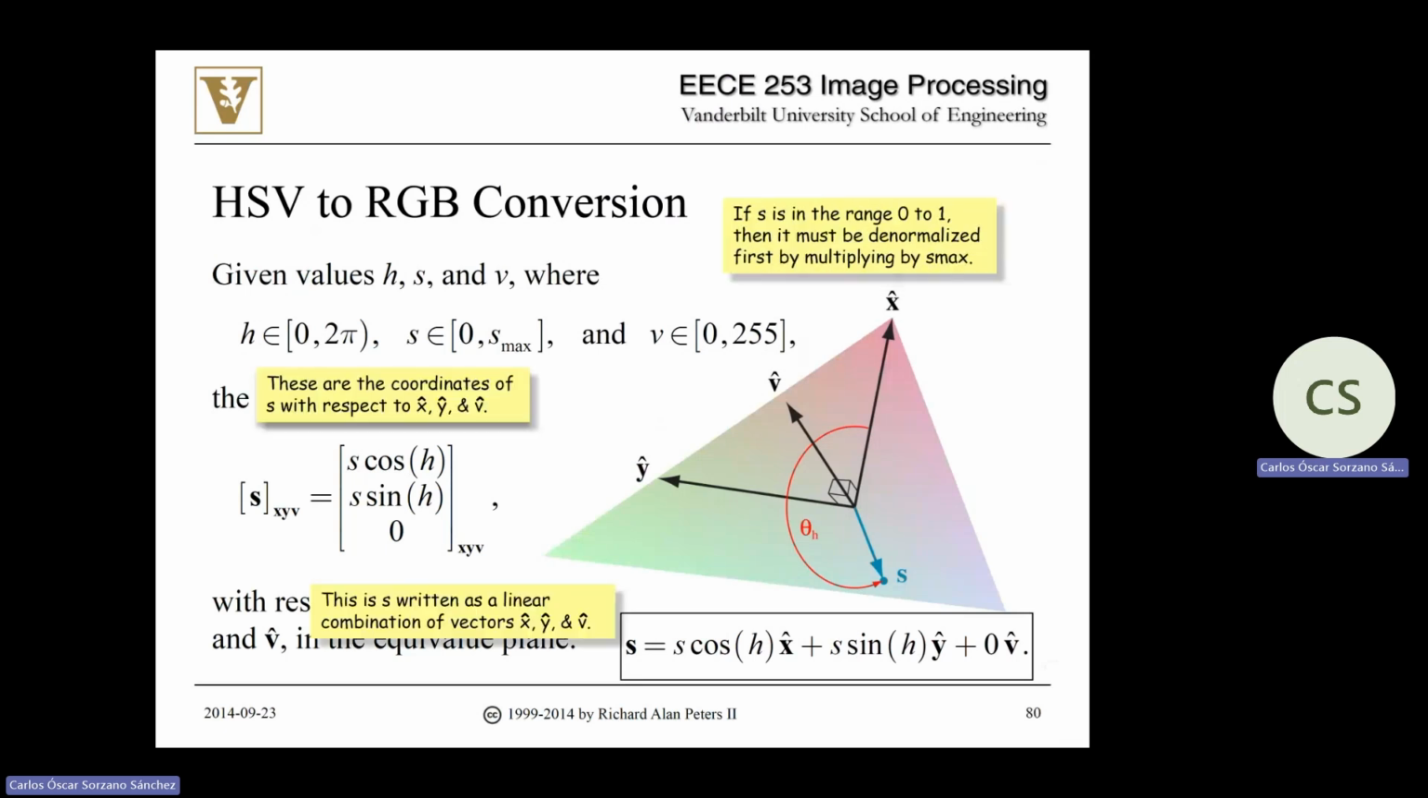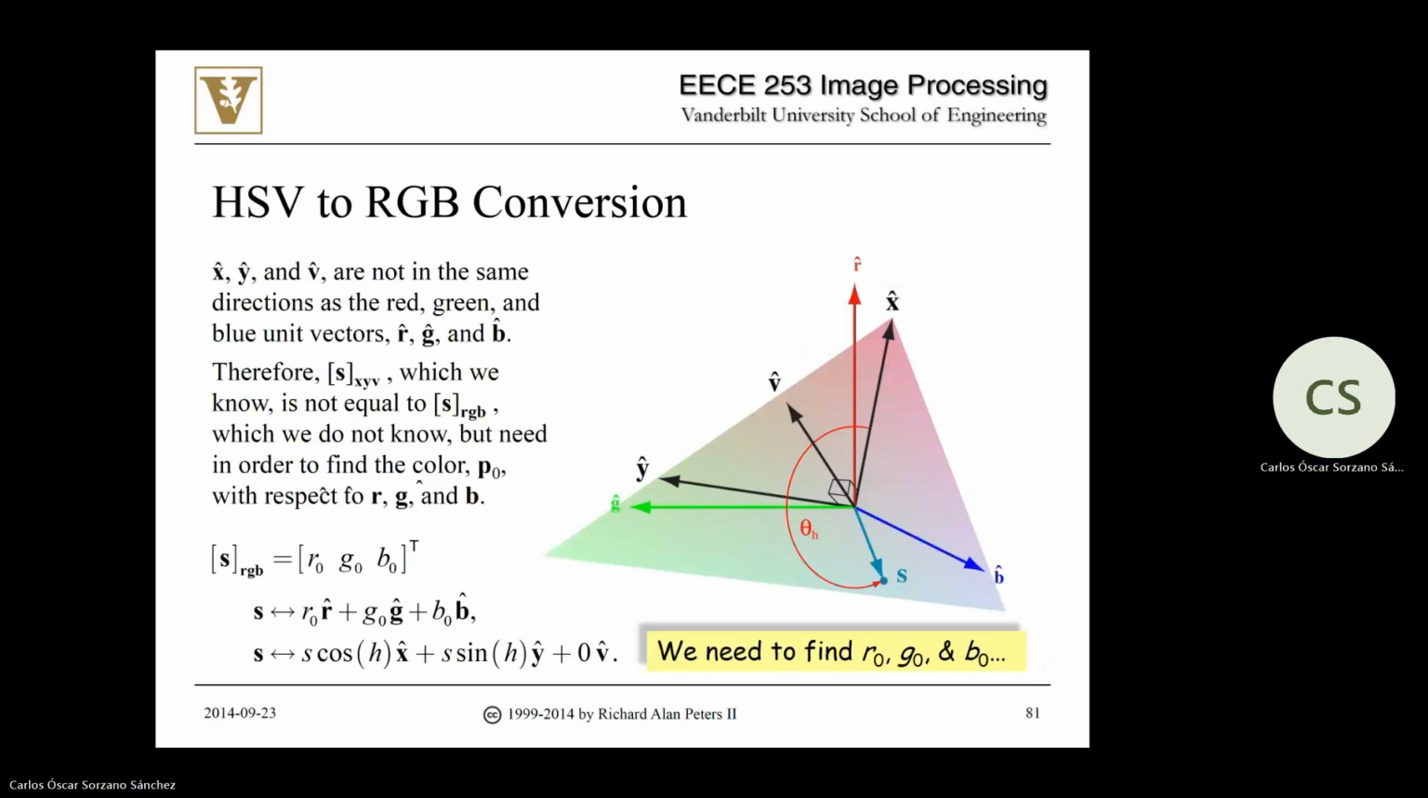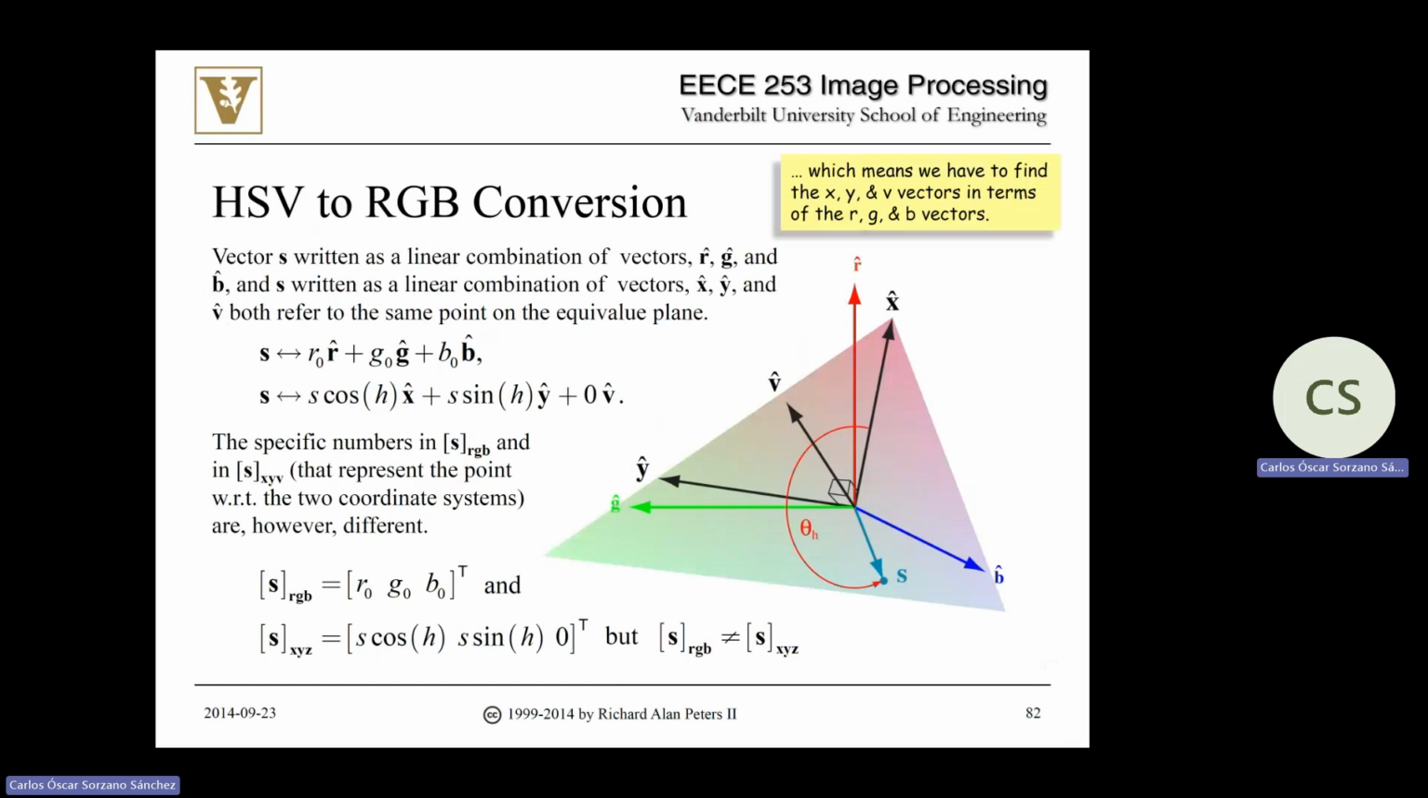So now we want it in the RGB. So you have to convert the X and Y into RGB representation. Okay, so let's look for that. This is to say that you may have the same color, the color S, in two different coordinate systems. In the RGB, it has this representation. In the XYV, it has this representation. And what we want to find is the R, G, B components, from this equation.